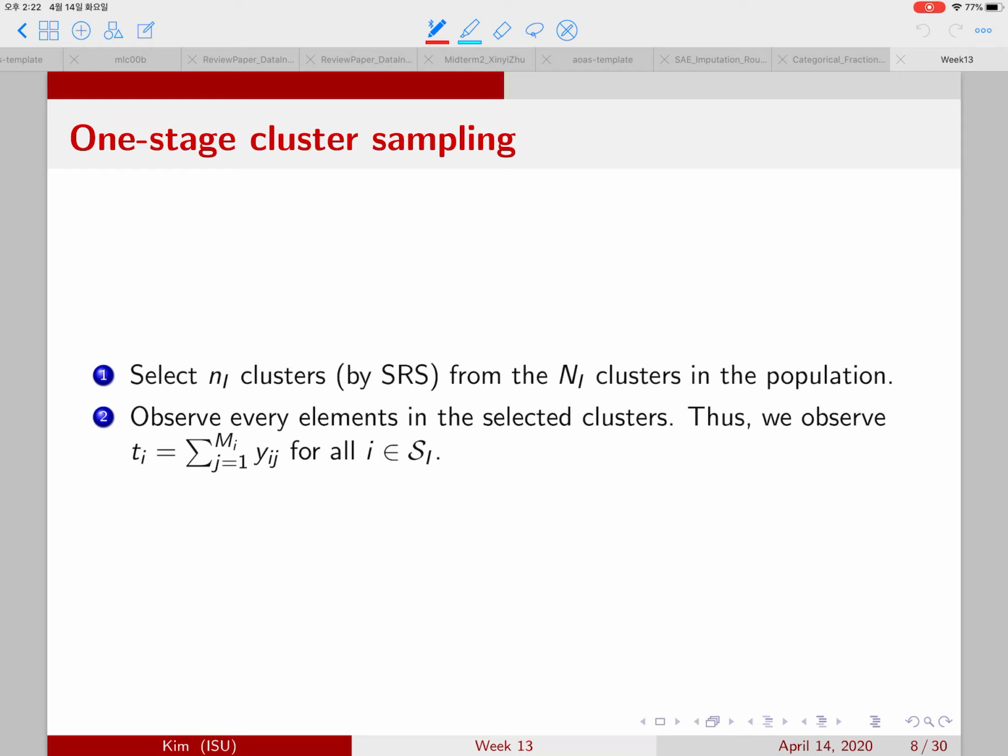We'll consider the following sampling design this week. Basically, we apply simple random sampling over clusters. Among the capital N clusters, we select small n. That's the sampling part. Then in the measurement part, we observe every element in the selected clusters. So from cluster i in the sample, we observe t_i, and we also observe M_i, because we observe how many elements there are in cluster i. So we observe M_i and also t_i.